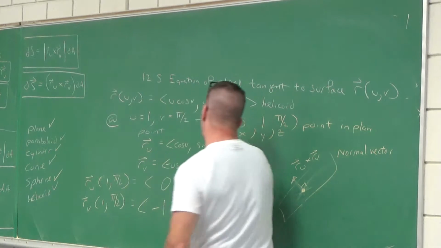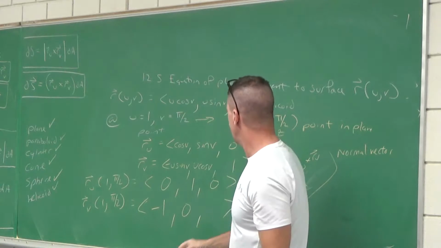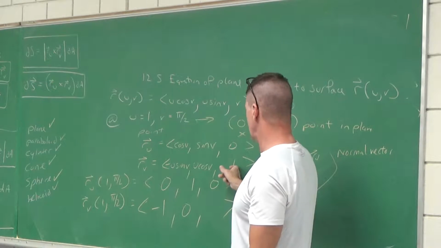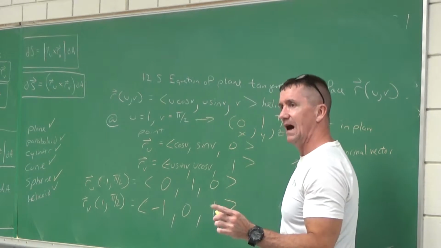Negative 1. What's 1 times cosine of power 2? 0. I love zeros. And what is, well, that's just a what? 1. So I gotta put a 1. Now let's see what I did.